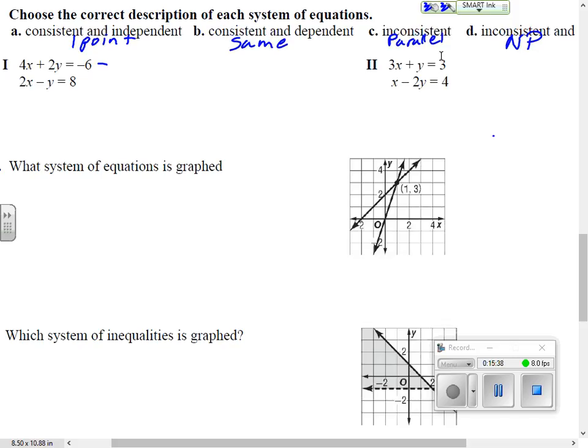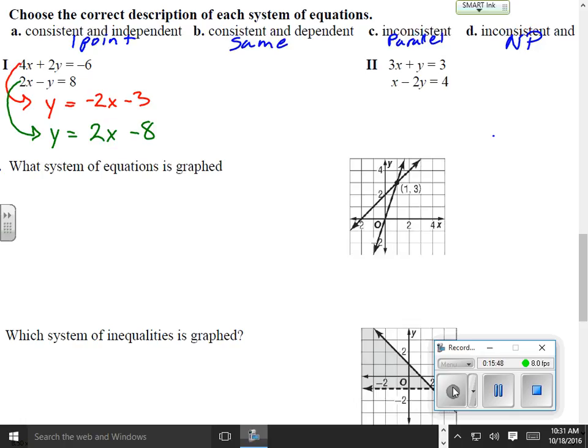Well, we need to get both of these set up into slope-intercept form. So in slope-intercept form, the first one is negative 2x minus 3, and the second one is 2x minus 8. So their slopes are not the same. So they are going to intersect at one point. So it's going to be A, consistent and independent.